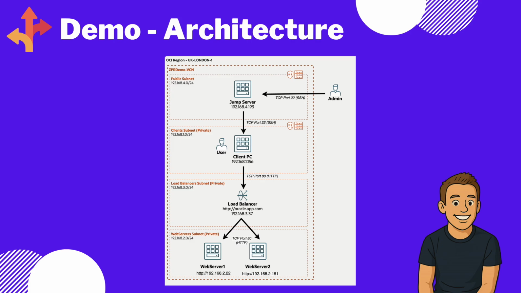Within this, the client PC should only have access to the load balancer, which in turn will provide access to a web application that's hosted on the 2 web servers. We'll walk through the process of configuring ZPR and the appropriate policies to ensure that each compute instance has the minimum amount of access to other instances within this virtual cloud network to prevent any potential security breaches or issues.